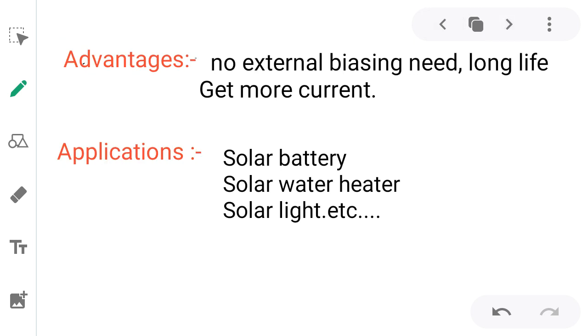Next, the advantage points. What are the advantages? No external biasing is needed. This solar cell does not work under a reverse bias or a forward bias, meaning no external power supply is needed for the generation of the charge carriers. It has a longer lifetime. Of course, we know most of the time we use solar batteries and solar cells, meaning they have a long lifetime. We get a larger amount of current. Next, applications are already known: solar battery, solar water heater, solar light and solar calculator, and some more applications are also there.